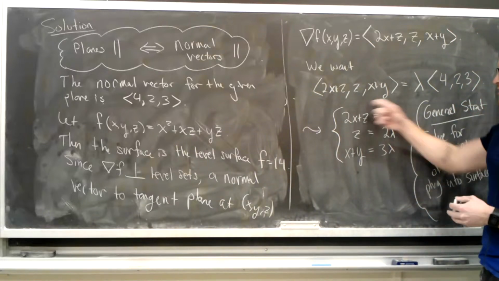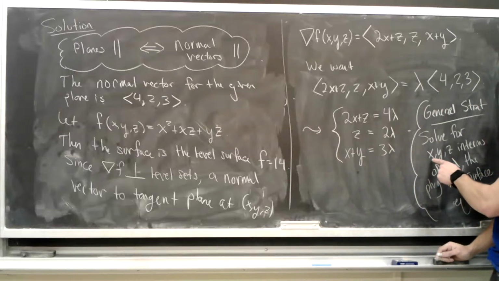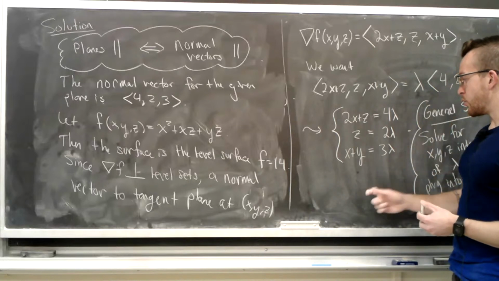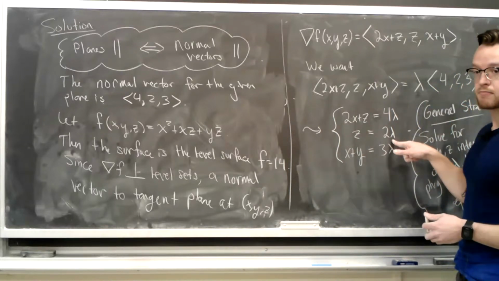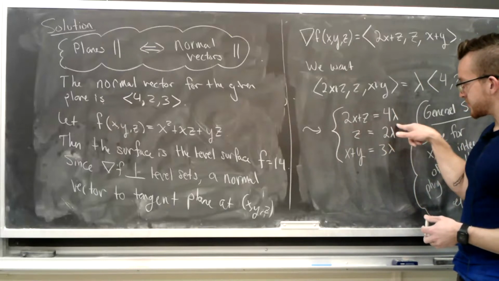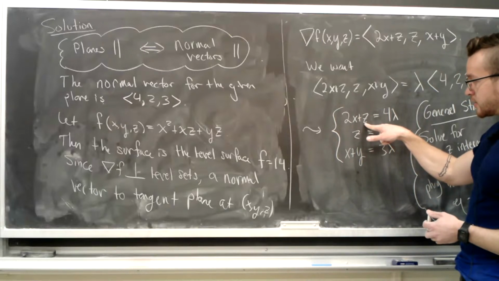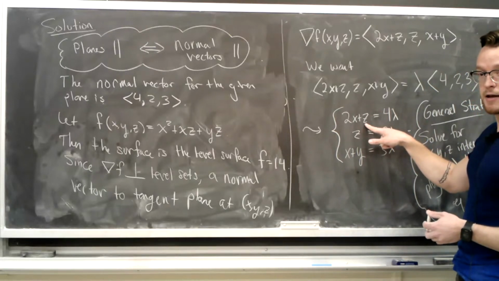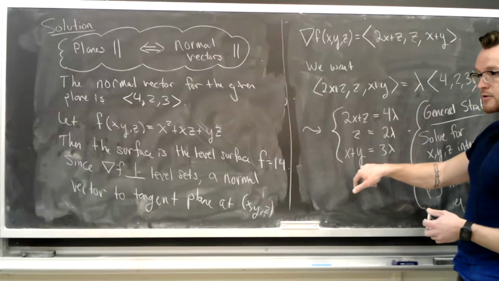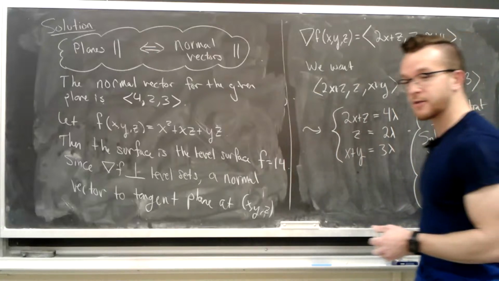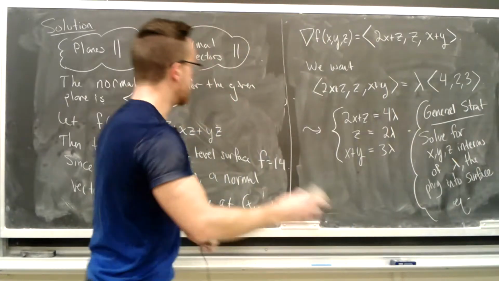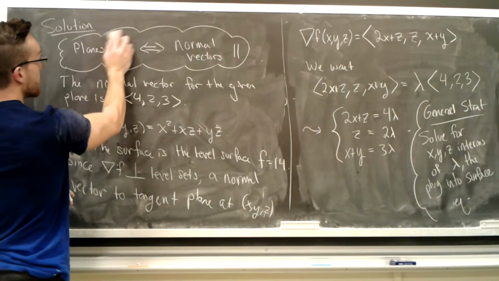Okay, anyway, we need to do some algebra. And like I said, I want to solve for x, y, and z in terms of lambda. How would I do that here? Well, z is already in terms of lambda, so that's good to go. Now I could get x in terms of lambda by plugging this in here and solving for x. And then once I have x in terms of lambda, I could use this third equation to get y in terms of lambda. Nice. Okay, so let me do that, and we will be on our way.